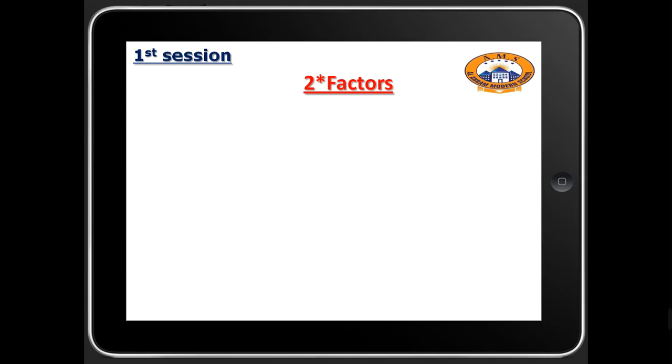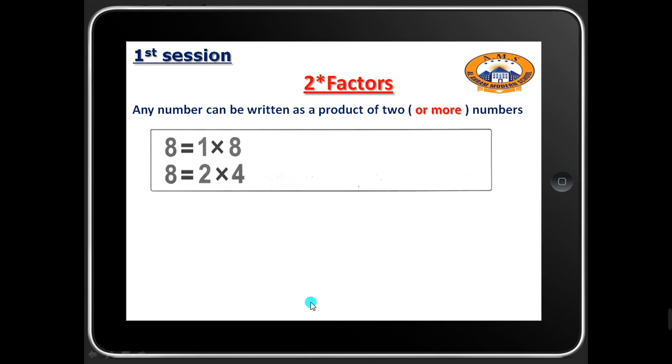Okay, we have another topic: the factors of a number. What are the factors of a number? Any number can be written as a product. Product means the answer of multiplying 2 or more numbers. For example, if I ask you to tell me the factors of number 8, the first student is going to tell me, this is so easy.